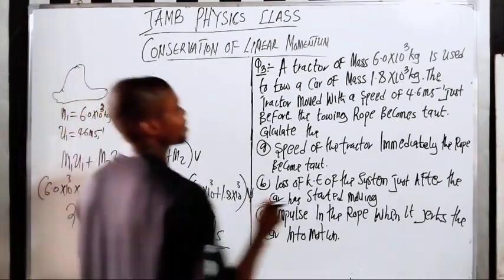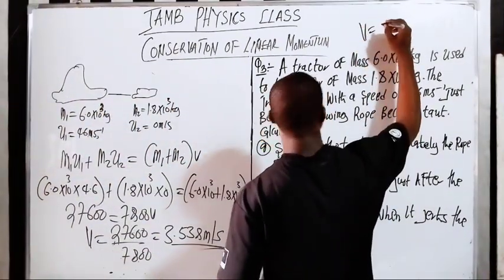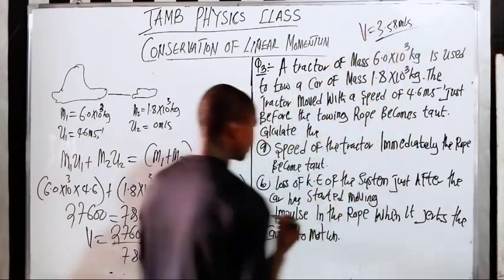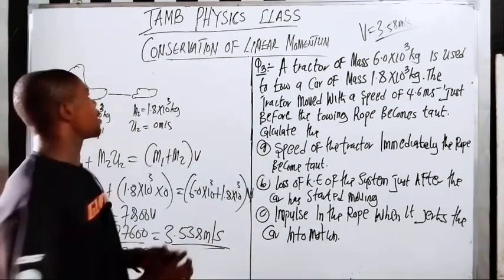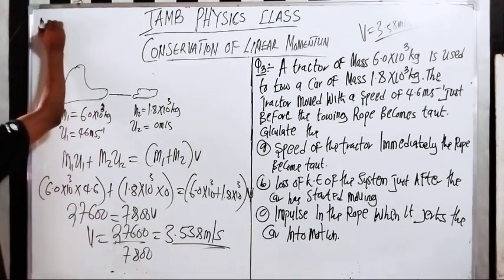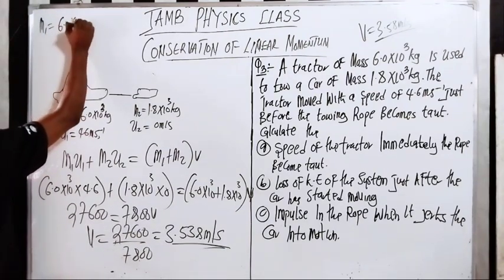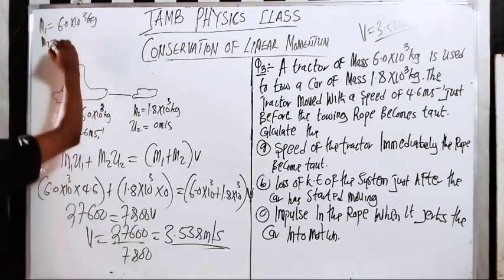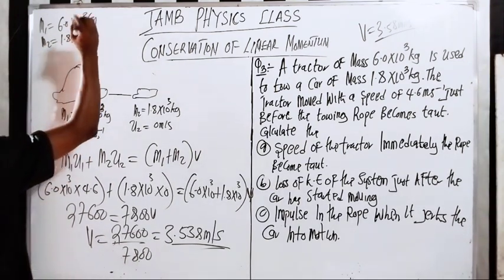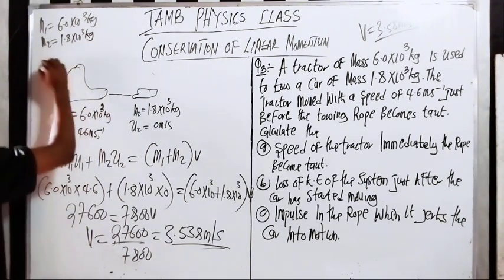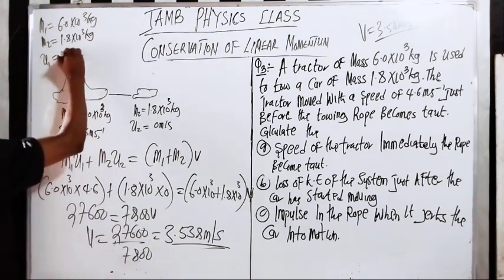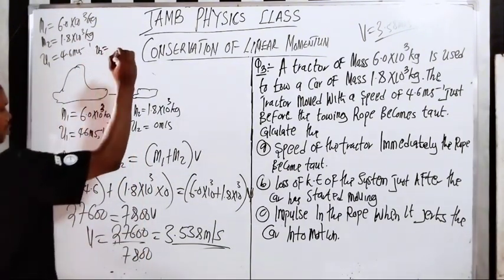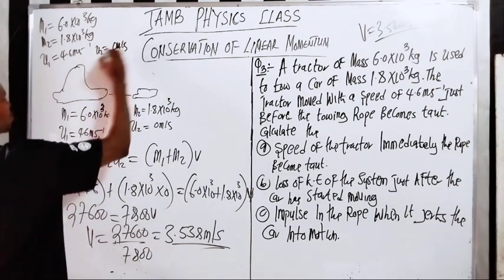So I'm going to place it here: v equals 3.58 meters per second. So we have calculated part A. Remember, m1 is 6.0 × 10^3 kg, m2 is 1.8 × 10^3 kg, u1 equals 4.6 meters per second, and u2 equals 0 meters per second. So I can wipe this.